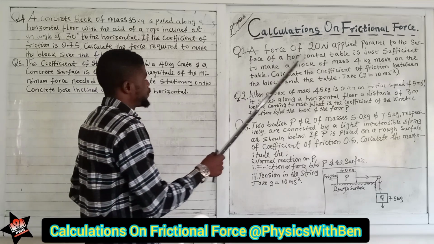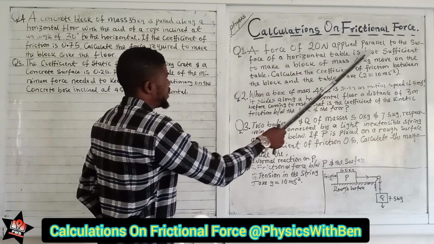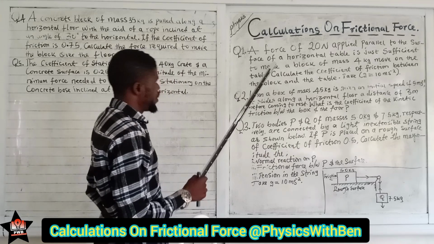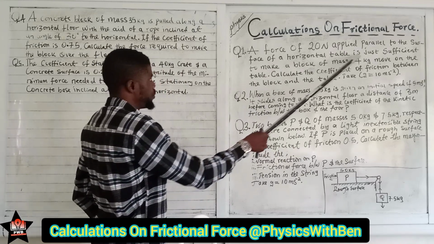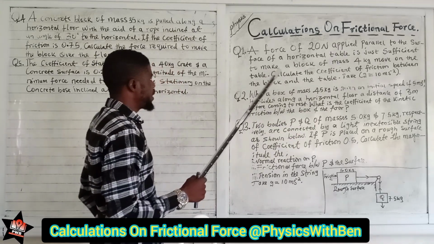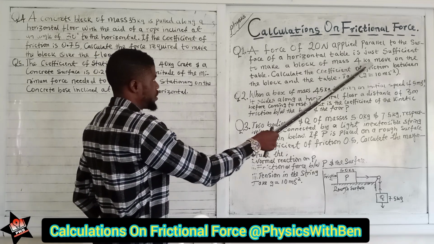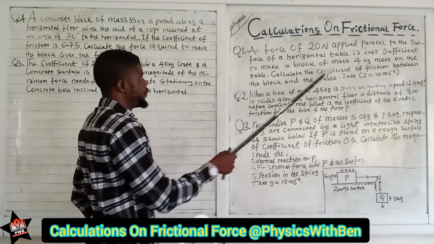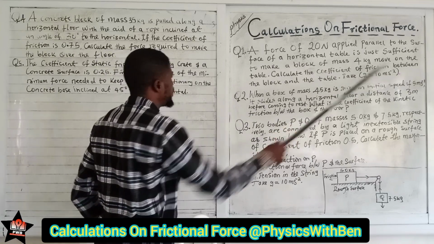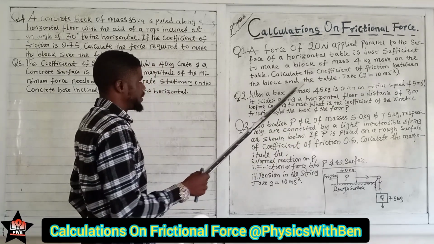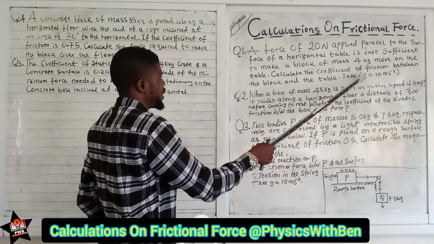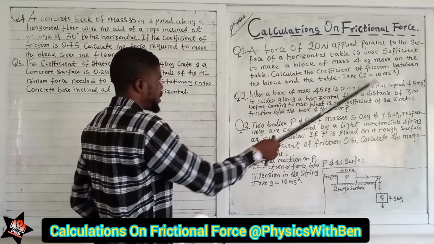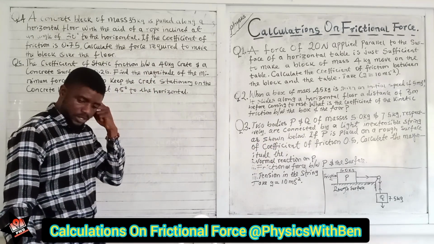A force of 20 Newton applied parallel to the surface of a horizontal table is just sufficient to make a block of mass 4 kg move on the table. Calculate the coefficient of friction between the block and the table. Take acceleration due to gravity to be 10 meters per second squared.